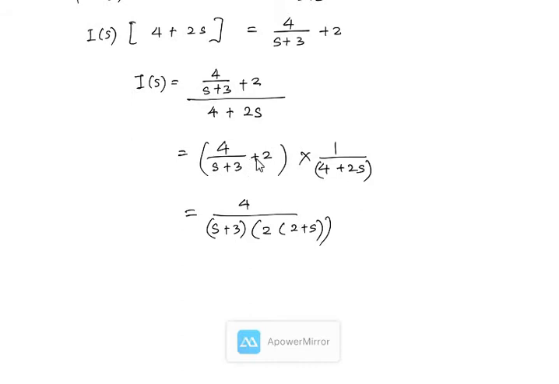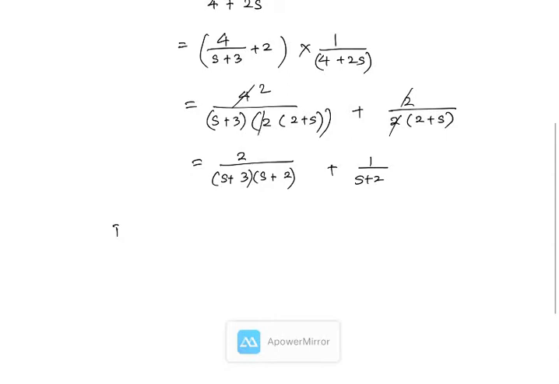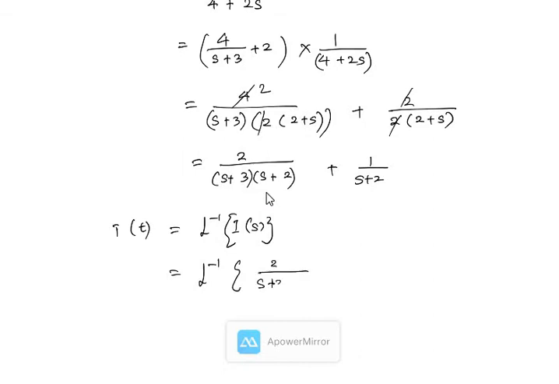Since this is the operation of plus, we can multiply in and split into 2, one is 4 and one is 2. So this is 4 over s plus 3 times 2 plus s, plus 2 divided by 2 plus s. And then we can simplify into 2 over s plus 3 times s plus 2, plus 1 over s plus 2, because we can cancel out. So It, we can get it from the inverse Laplace transform of Is. So this is the Is value. We take the inverse Laplace transform of 2 over s plus 3 times s plus 2, plus 1 over s plus 2.